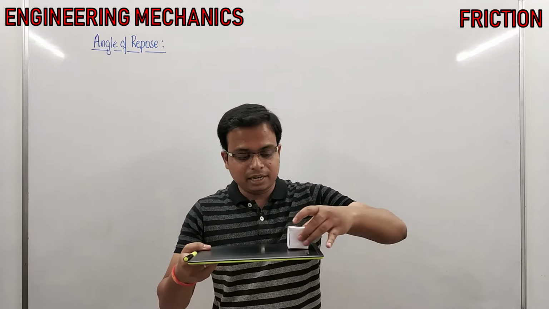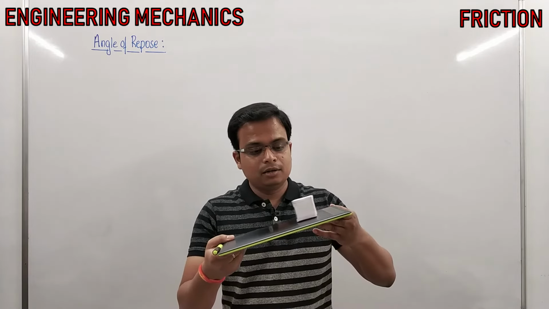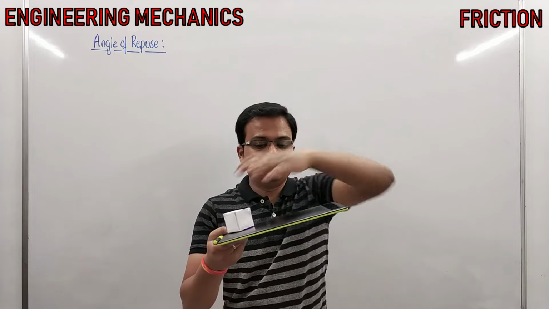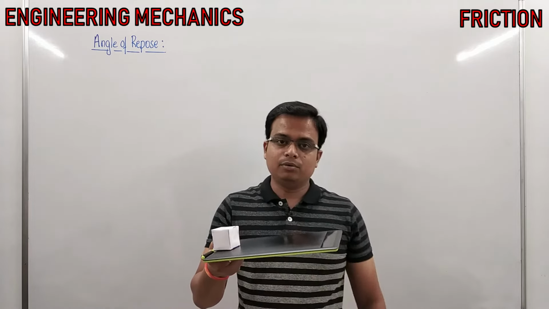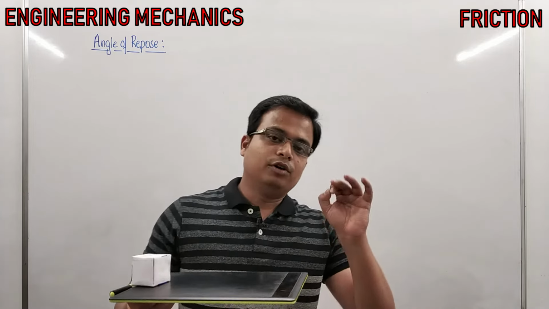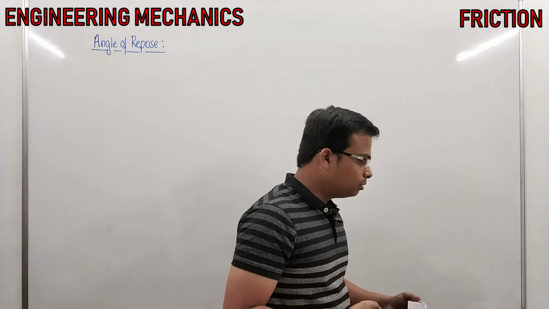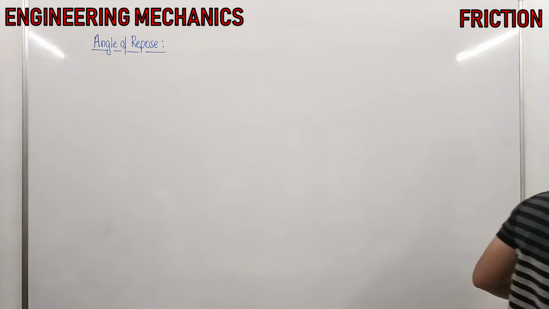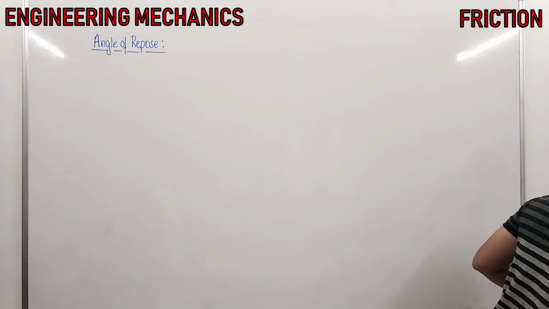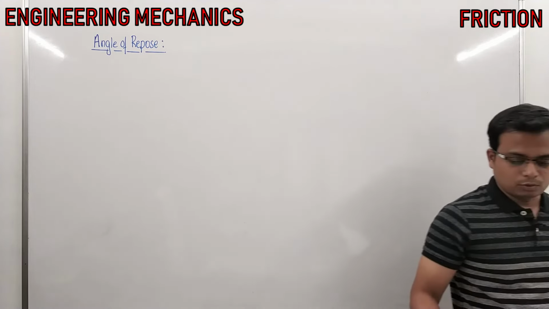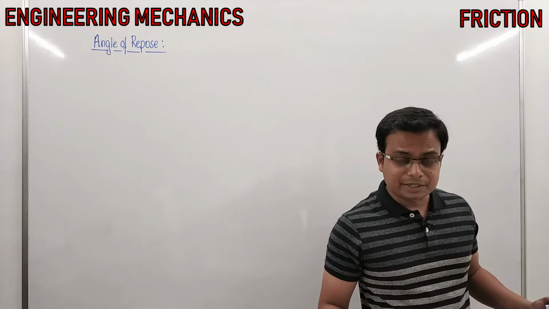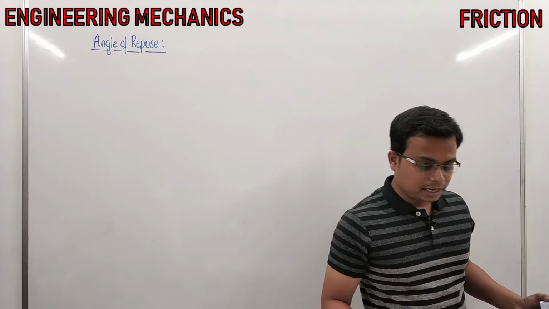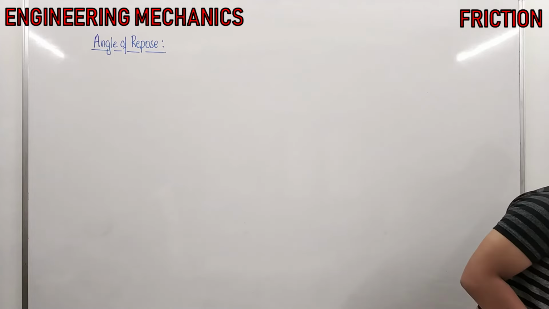Anyway, it's something like this. If you keep on increasing the angle, at a certain angle, this will just start sliding. And that angle is what is referred to as the angle of repose. Basically, we represent it by phi, I guess, or alpha. Depends on what your thinking is. And there is a special relationship for a particular case. Let me just tell that to you.